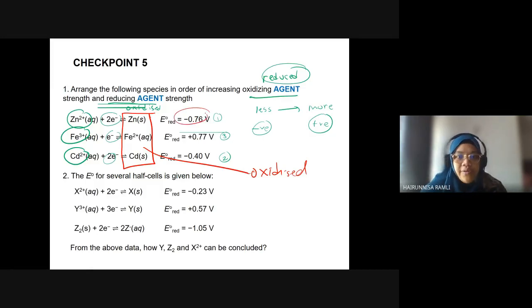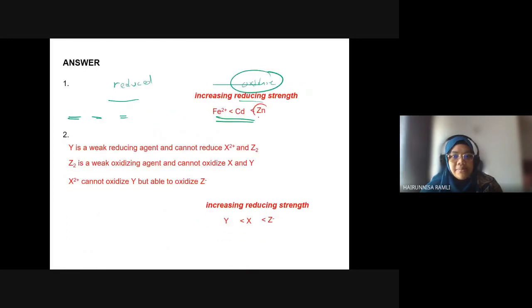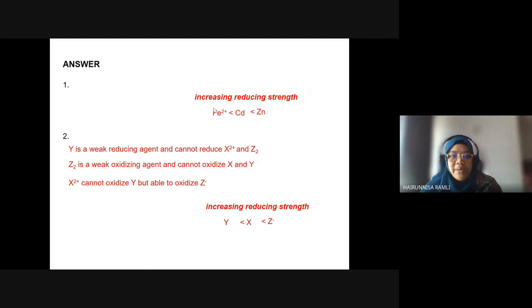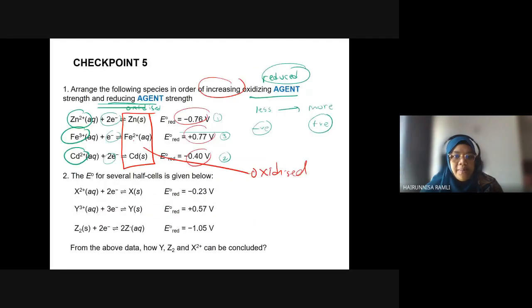Kita tahu based on value lah. Lebih mudah oxidize adalah yang lebih negatif. So that's why dia nak in order of increasing kan. So paling tinggi adalah zinc lah. Kan. Zinc paling tinggi, followed by Cd, Fe2+ paling rendah. So Fe2+ ni yang paling rendah. Okay? So faham eh? Yang ni pun selalu student confused nak ambil yang mana.